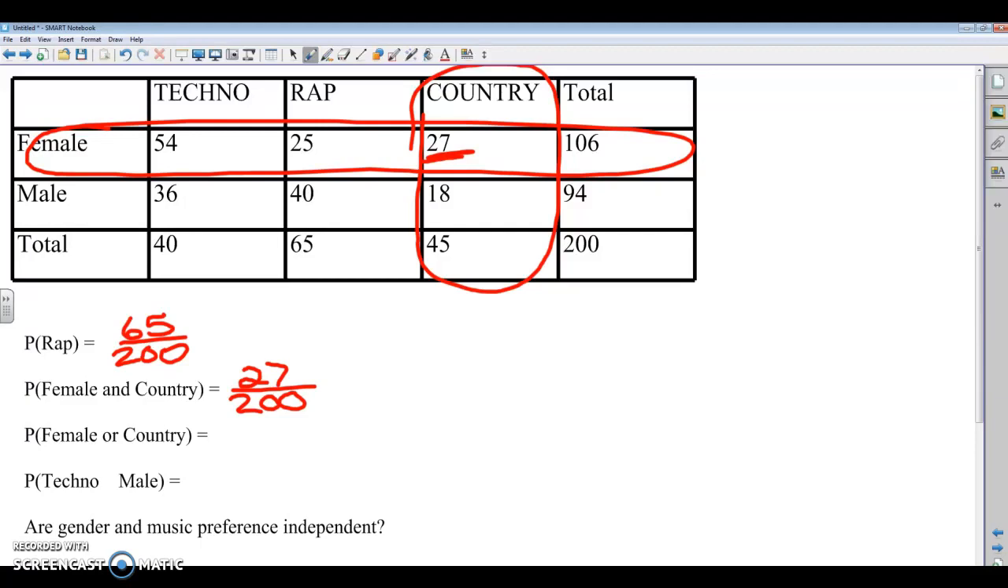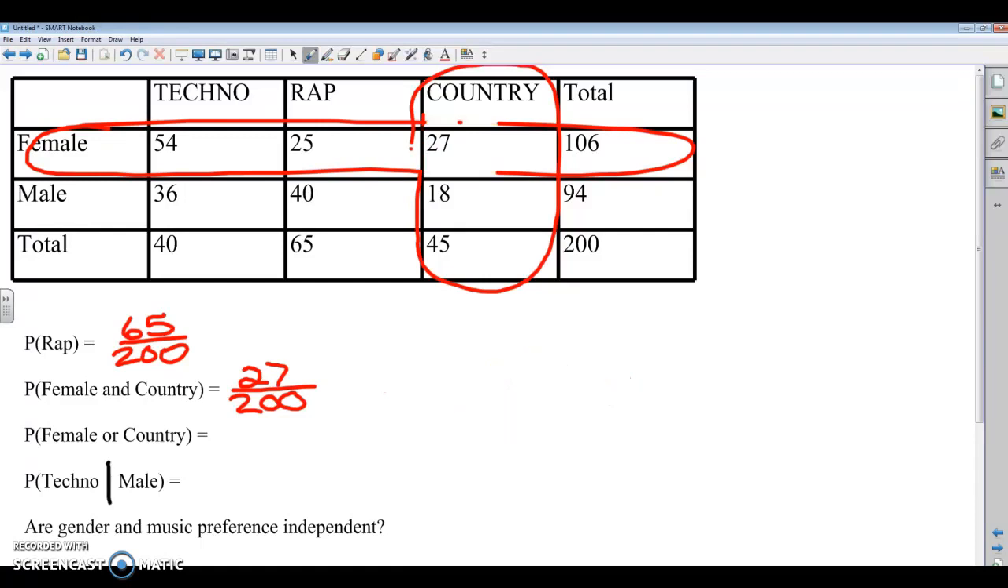Now, if we were going to do this using our probability rules, I would need to do the probability of picking a female times the probability of picking somebody that likes country given that they are a female. We're assuming the events are dependent on one another. So notice the probability of picking a female is 106 out of 200. And then country, given that they are a female: there's 106 females and 27 of them like country. When I multiply these two fractions together, the 106s cancel, leaving me 27 out of 200.